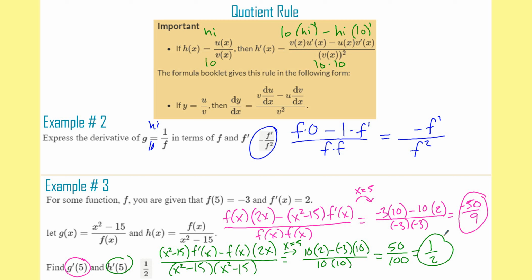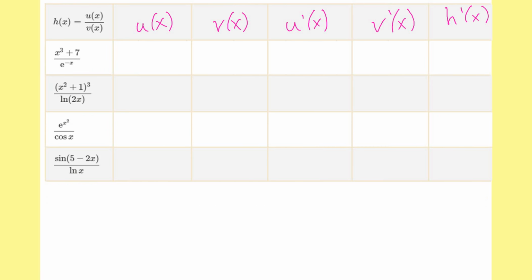Okay, so see how it matters which one you label as low and which one you label as high? That's what you wanted to see here. Notice we got 2 different answers. All right, so here's some practice on your own. So try to do these on your own. You have low d high minus high d low all over low low. Okay, so take a minute, pause it, and then I'll show you these.